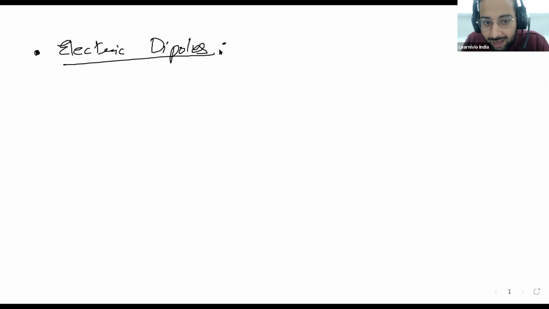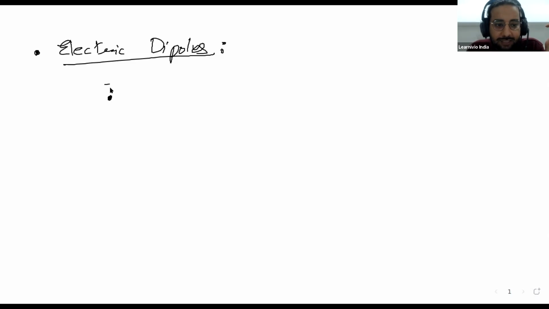We should have revised what we've done in the previous classes first, but it's fine. We'll just start with the electric dipoles. So, what is an electric dipole? It's a very, very simple concept. Well, it's essentially the next step one will think about once they've already thought about point charges.